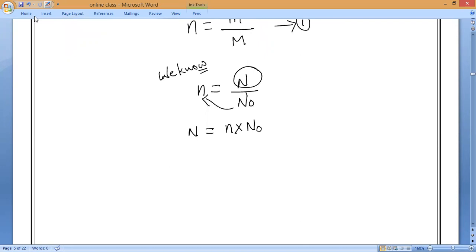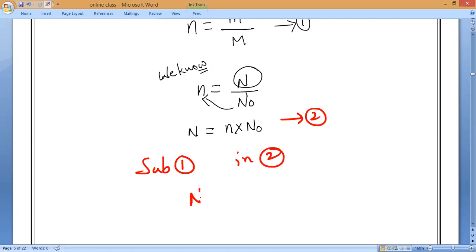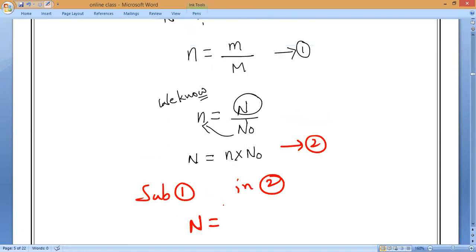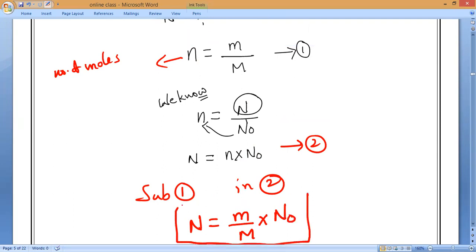Let me assume this is equation 2. So substitute equation 1 in equation 2. What will come, guys? Tell me, please. In place of small n, number of moles, what will come? Kaushik? Small m divided by capital M into N naught. That is the formula which we will be using to calculate number of particles if mass is given.